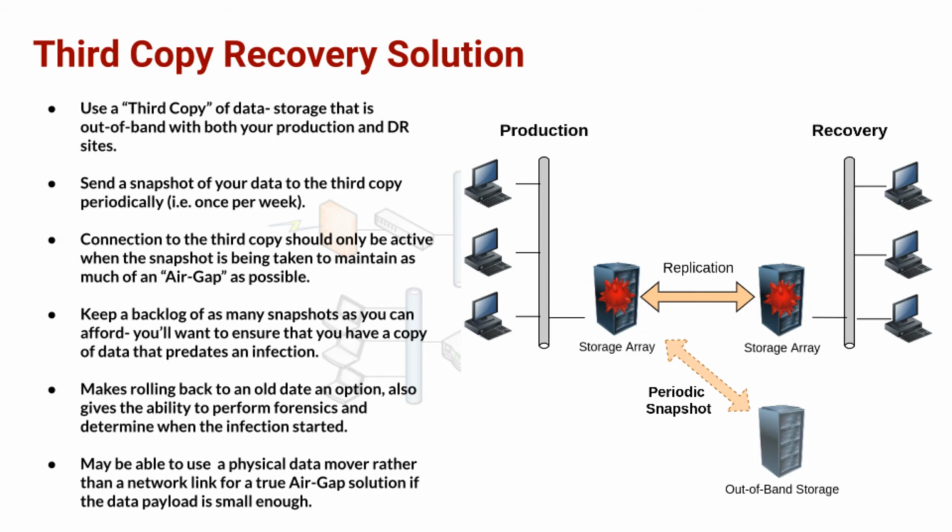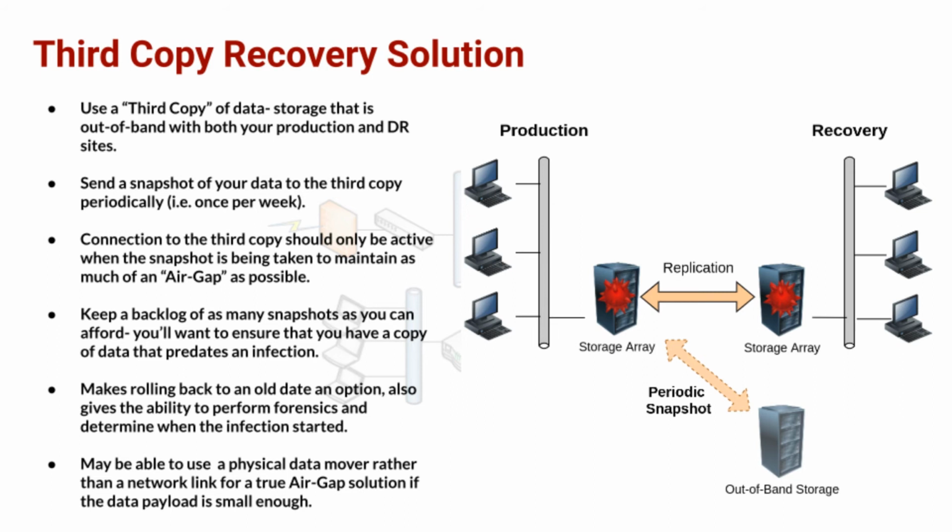The idea here is that you want to be able to pick through these snapshots and find a point in time that predates any infection. So you're going to want to have enough storage to keep as many snapshots as you can reasonably afford. The idea here is that at least one of the snapshots that you have in your third copy will be a golden copy that you can be assured is free of infection in case of attack.